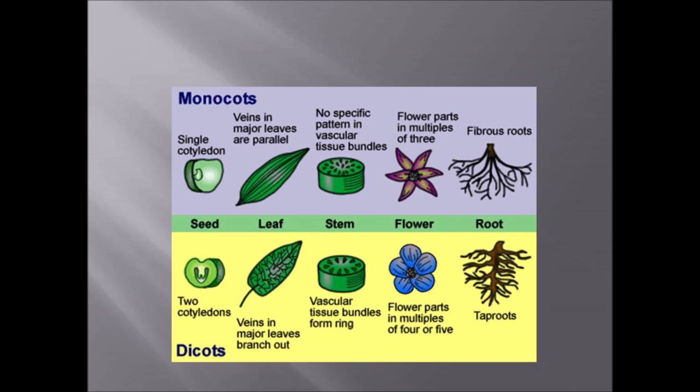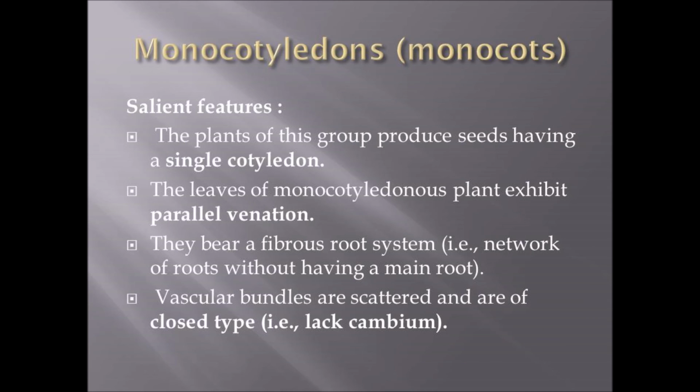The salient features of monocotyledons: the plants of this group produce seeds having a single cotyledon inside, and the leaves have parallel venation, and they have a fibrous root system, that is a network of roots without the main root. And next is vascular bundles, they are scattered, they do not have a specific pattern, and they are closed type, that is, cambium is not present between the xylem and phloem.